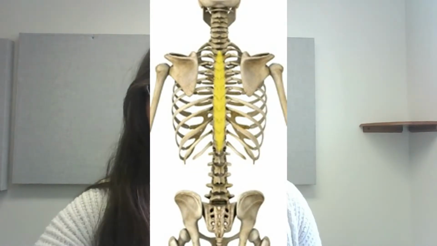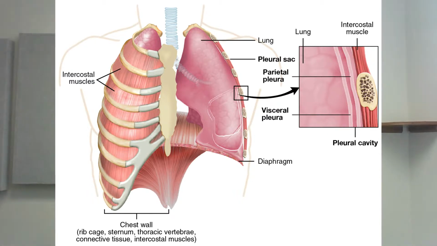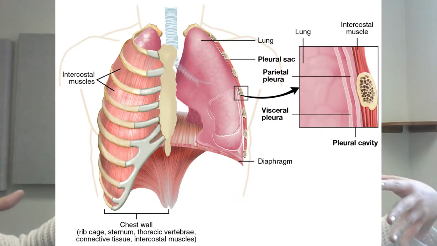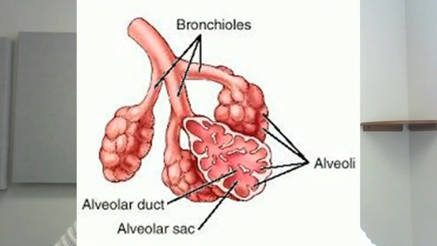The thoracic spine connects to the rib cage, which houses the main organs of the breathing process, including our lungs. The lungs attach to the rib cage via the pleural sacs, and they stick to each other. So when the rib cage gets bigger, so do the lungs, and vice versa. The deepest portion of the lungs are called pulmonary alveoli, which is where the oxygen to carbon dioxide transfer happens.